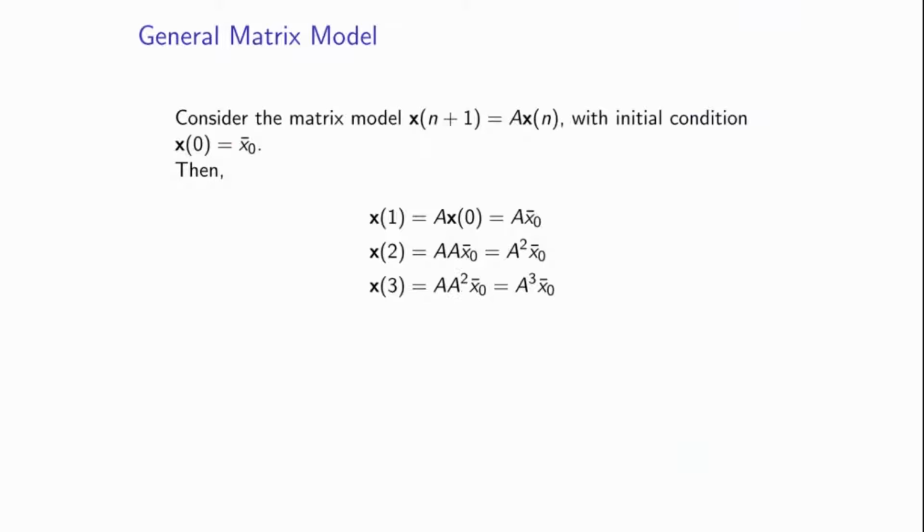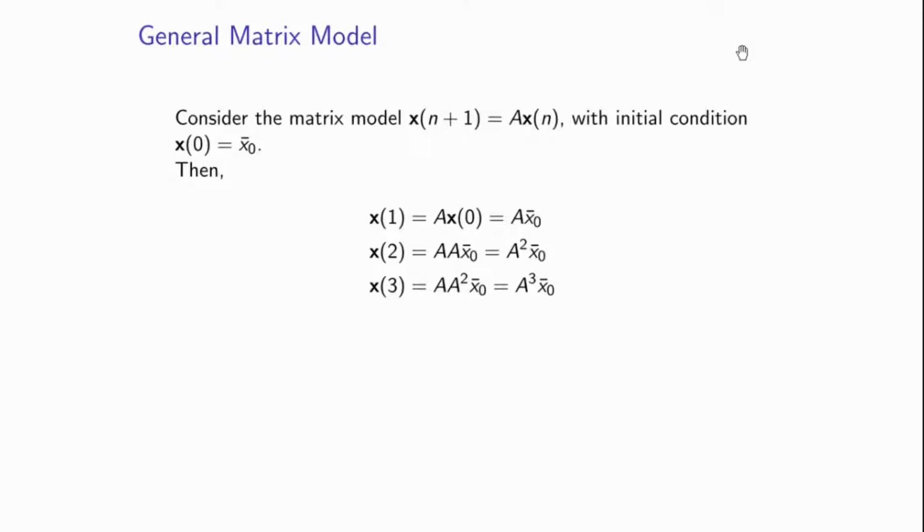So what happens with x3? Remember, x3 is A times x2, right? And this portion here is the state of the system at time step 2, that is A squared times the initial condition. And so there you have A times A squared, which is A cube, okay? But this is not raising to a power all entries of the matrix. This means that you have to multiply that matrix by itself 3 times, okay?